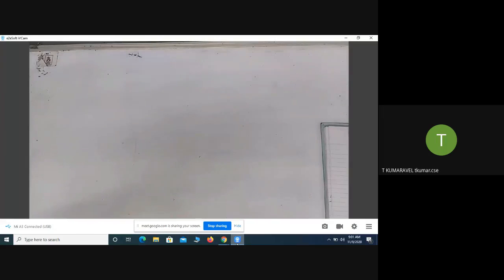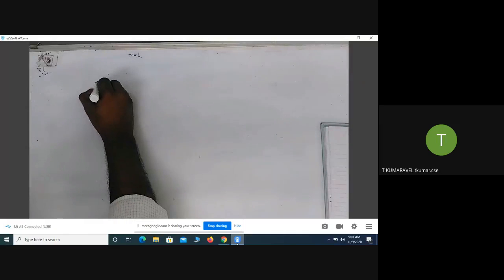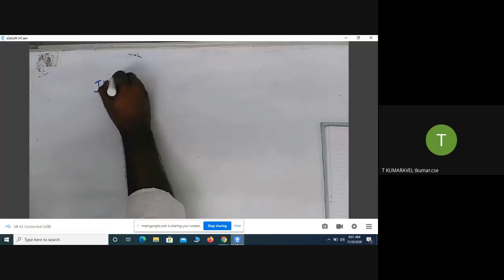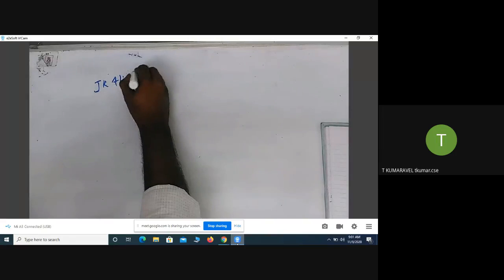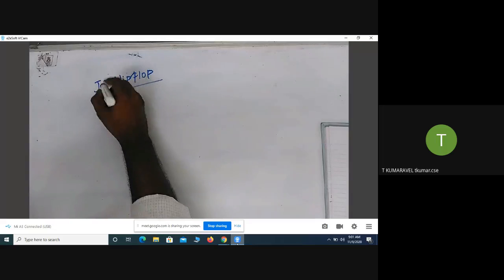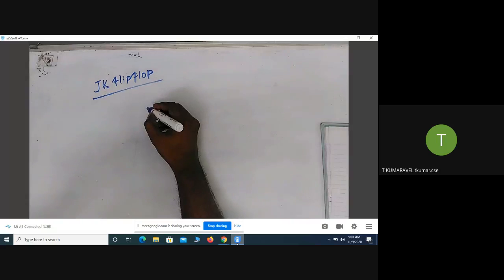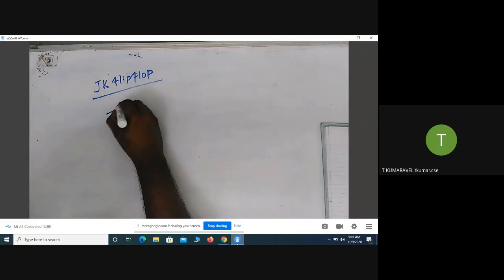Today I'm going to start with the JK flip-flop. The next flip-flop type is called a JK flip-flop. Already you know that a flip-flop is one of the memory elements. It can store one bit of information. That is called a flip-flop. Different types of flip-flops are available. In the last class we have seen the SR flip-flop. The next one is called the JK flip-flop.